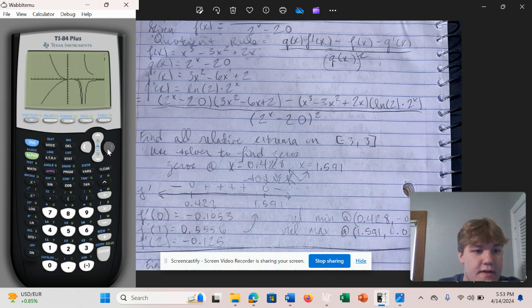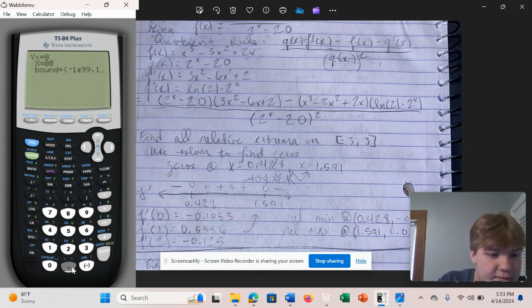So when I was first looking at this, I had zoomed in on right about here where it gets flat and determined that it looked like there were zeros at 0.5 and 1.5. So when I went into solver, those were my guesses. And it spits out 0.428 and 1.591. I'll do it as quick as possible.